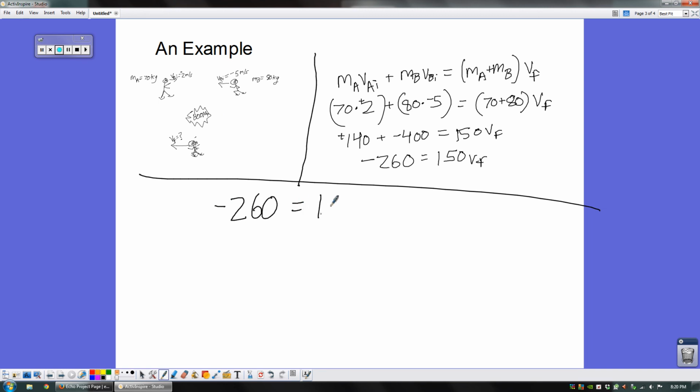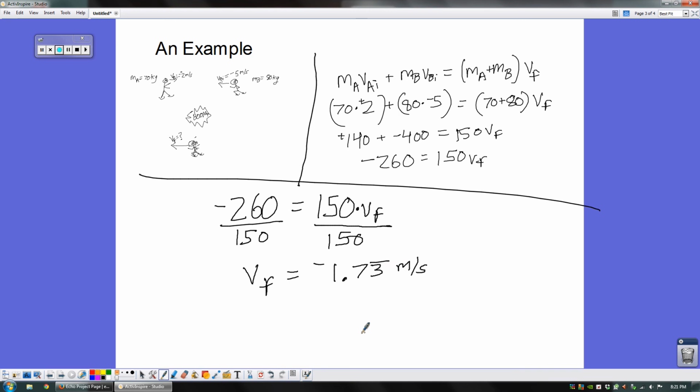Algebra. What do? Well, that's multiplication. I need to get rid of 150 times V final. So I'm going to divide both sides by 150. Which gives me V final equals, let's see, negative 260 divided by 150 equals negative 1.73 repeating meters per second.